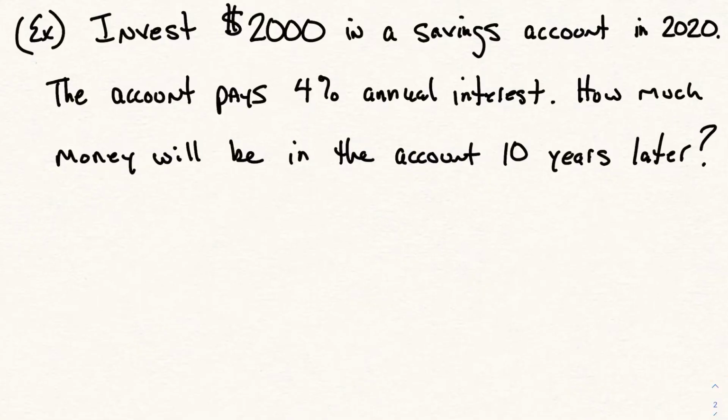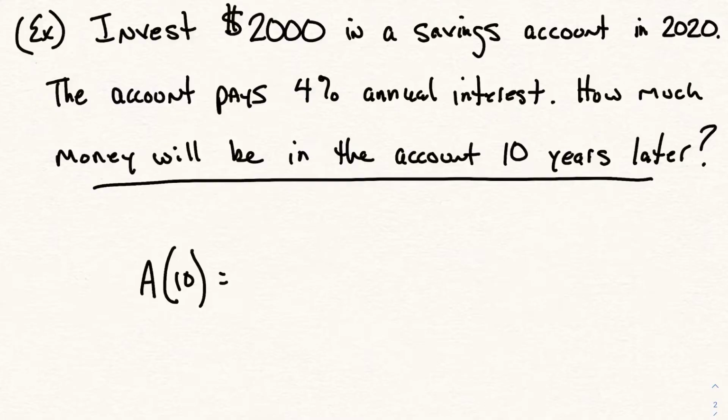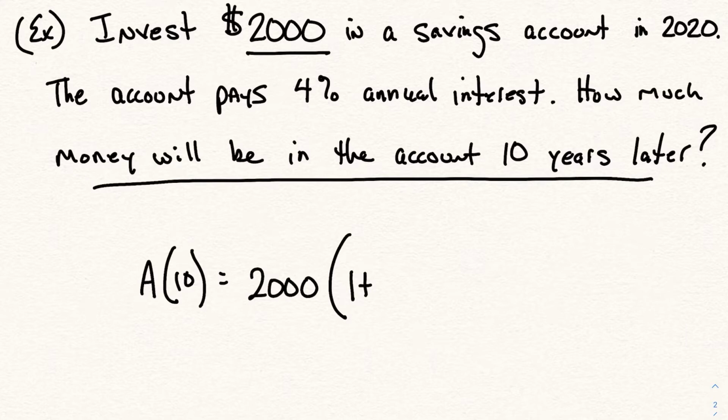So let's take a look at this investment question. We want to know how much money will be in the account after 10 years. So I'm going to do A of t. We want to know how many dollars are going to be in there after 10 years. We're going to go ahead and say the initial investment is $2,000. So 2,000 goes in the lowercase a spot. I have 1 plus, now my growth rate is 4%. Now 4% is the same as 0.04.